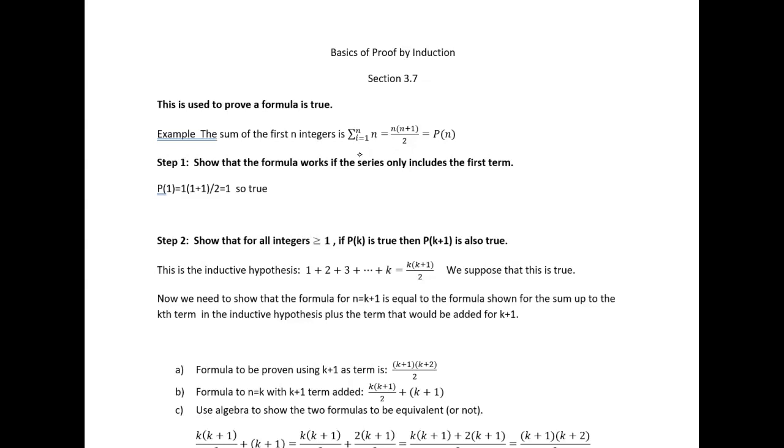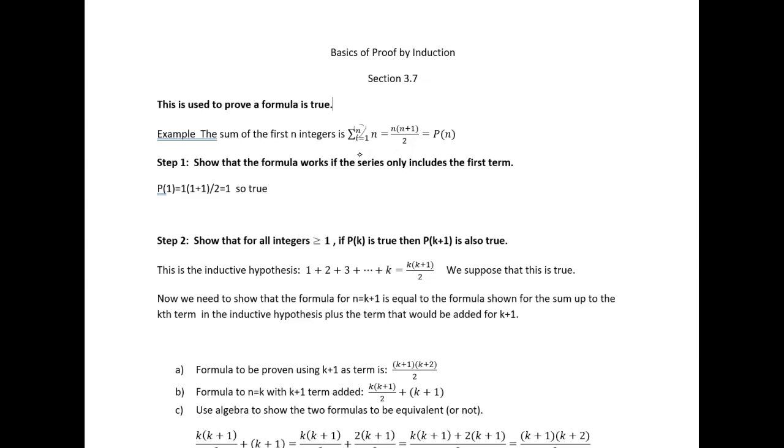So, for example, the sum of the first n integers, from 1 to n, is written there in sigma notation. Rather than having to keep adding, you could just take the value that you want to stop with, multiply times one more than that, and divide by 2. And that will always give you the sum of the first n integers. So how do we know that's true?